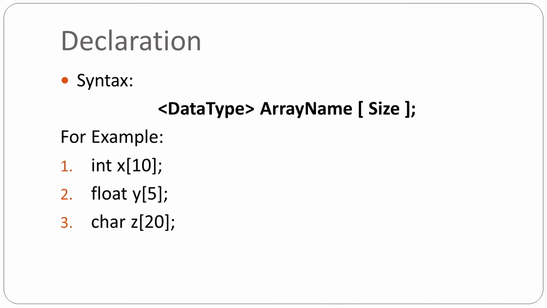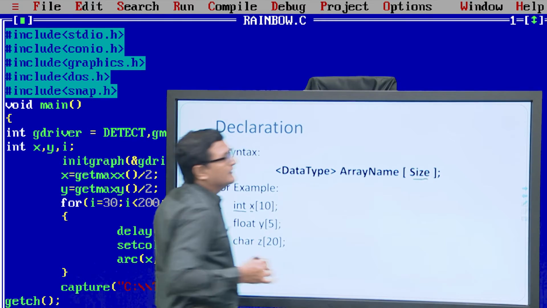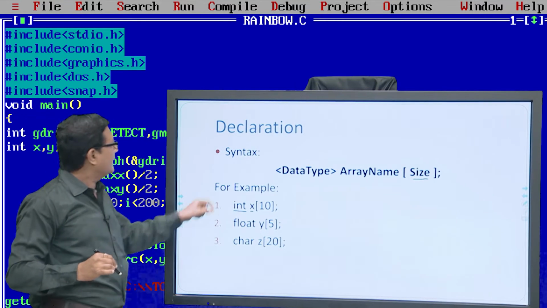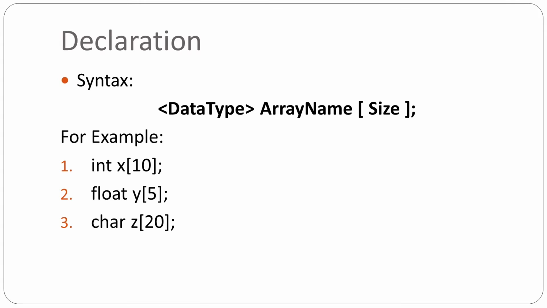x is the name of the array, and then the last thing is how many elements you want to put under the name x. So basically here x is the name of the array, and it can store 10 integer values under the same name x.